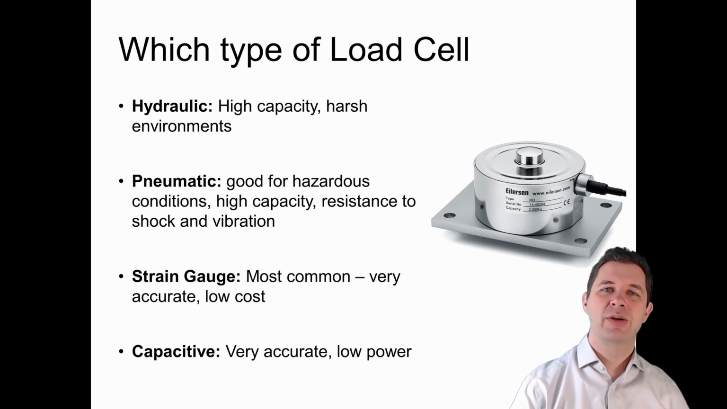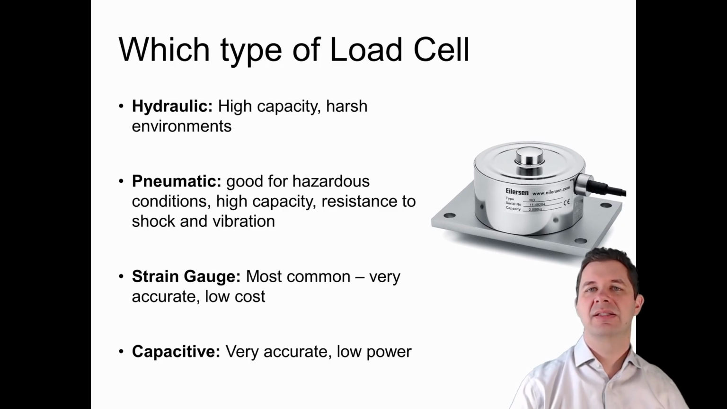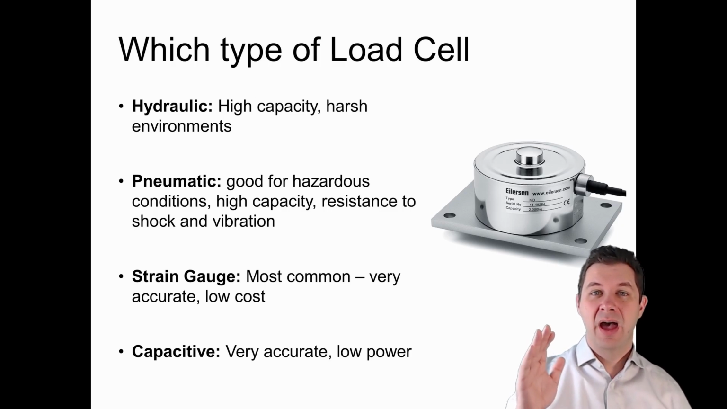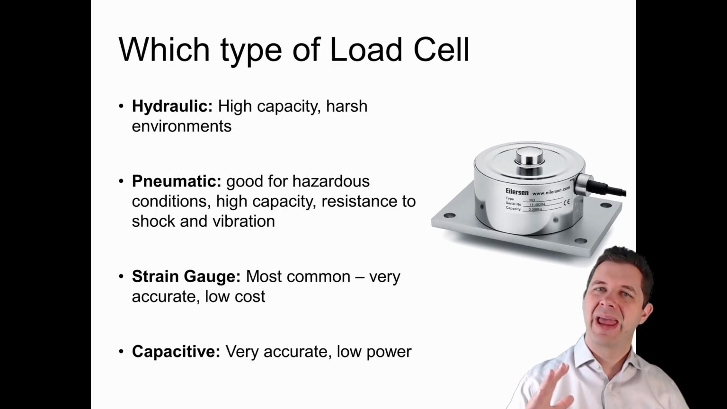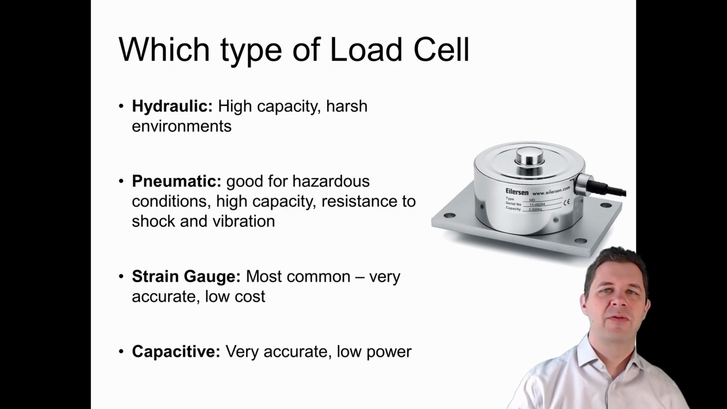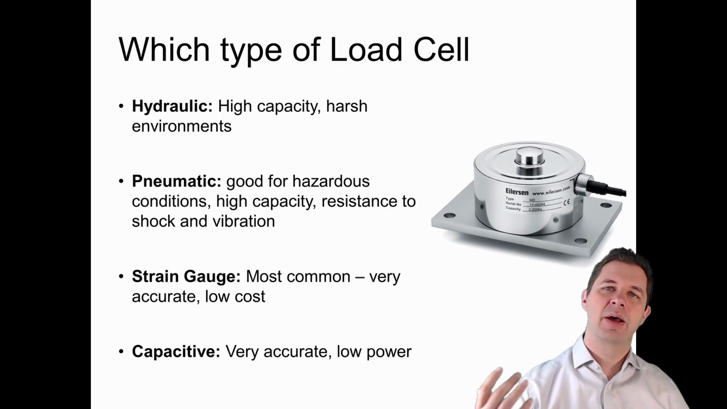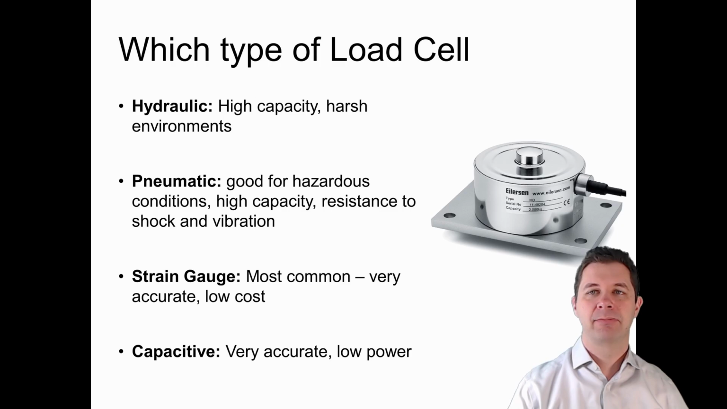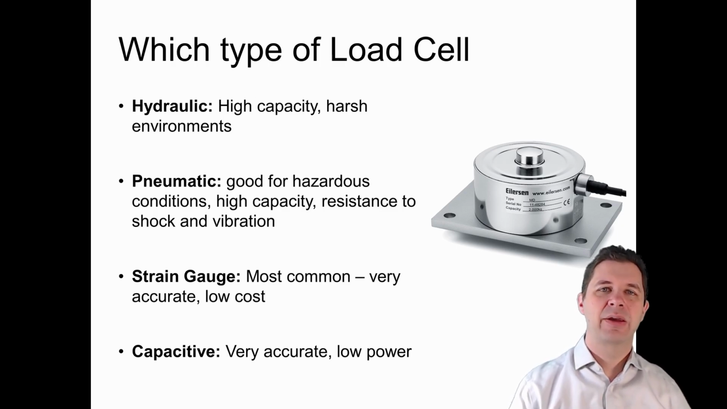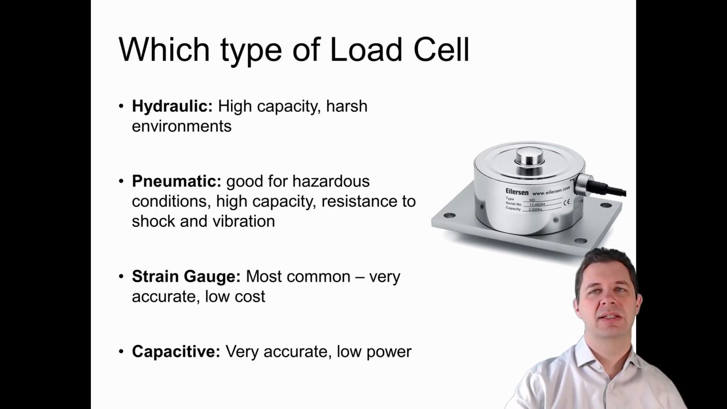Likewise, our pneumatic ones are good for those hazardous or dangerous conditions. They can be quite high capacity and have good resistance to things like shock and vibration, in comparison to our strain gauges, where a bit more of that vibration will be induced into the system. But our strain gauges are probably our most common form of load cells, also very low cost in comparison to some of those other ones, and very accurate. Likewise, our capacitive ones are very accurate, but also low power. We're not using nearly as much power as in our strain gauge ones. So there are pros and cons of each of these.